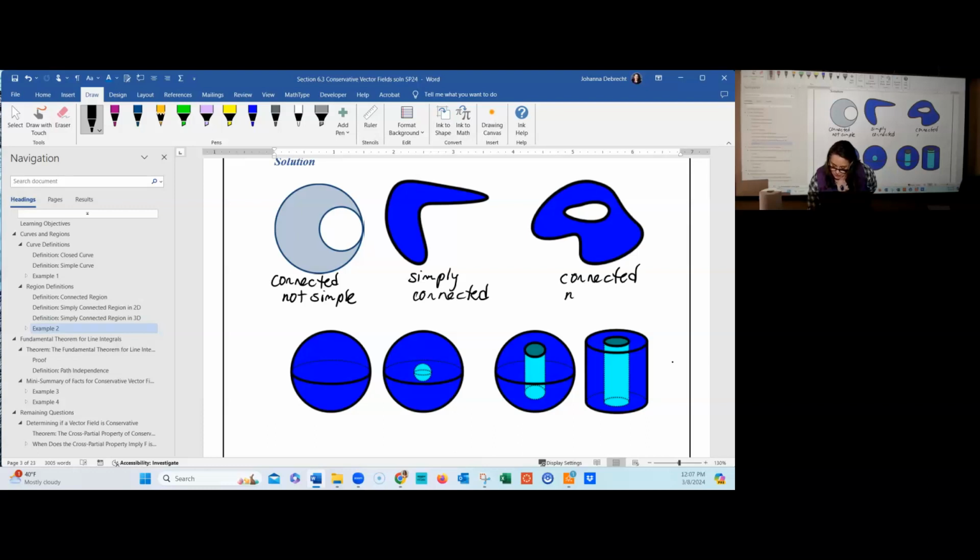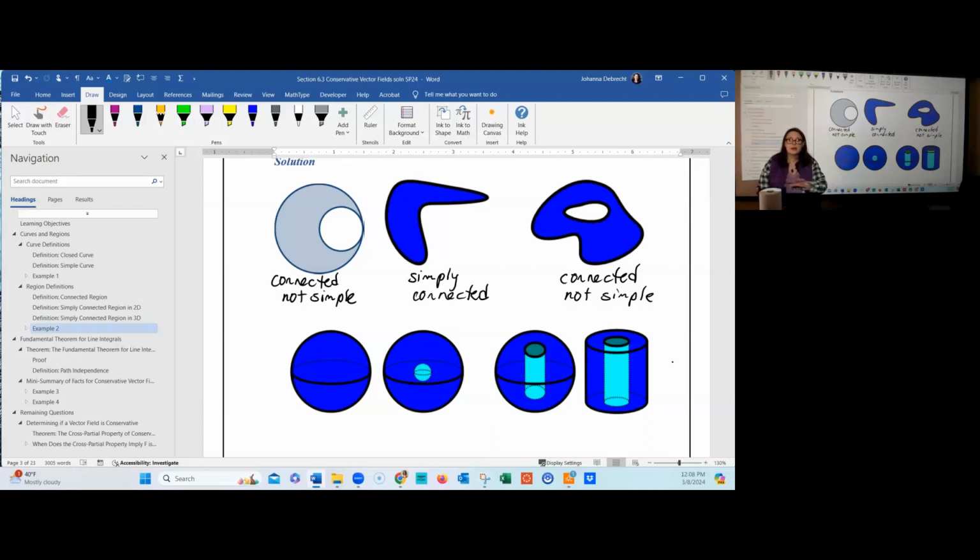The second row, we have three-dimensional objects. The one on the far left is more or less like a basketball. So when we're looking at this one, everything within the sphere is dark blue. So is it connected? Well, yes, the entire interior is dark blue, so I can get from any dark blue spot inside the ball to any other. That means that it must be connected.